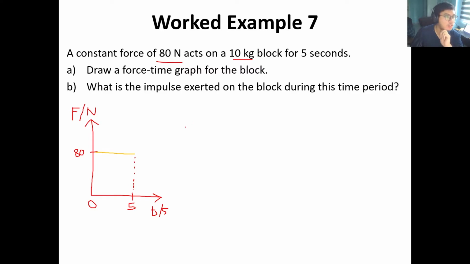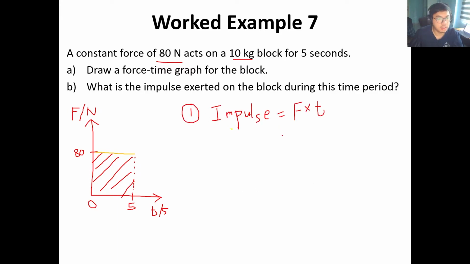B, what is the impulse exerted on the block during this time period? Now we want to know the impulse. The impulse is the area under the graph, remember? You can still calculate the impulse using the impulse formula, so let's do it both ways. Using the formula, force is 80, time is 5, and you will get 400 newton second as the impulse.